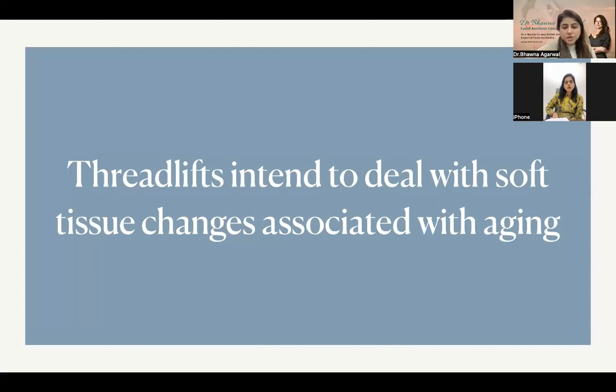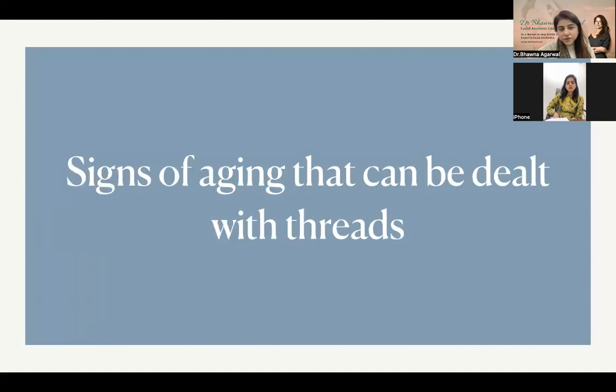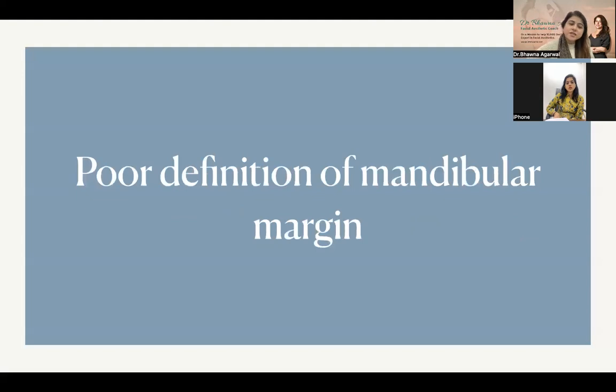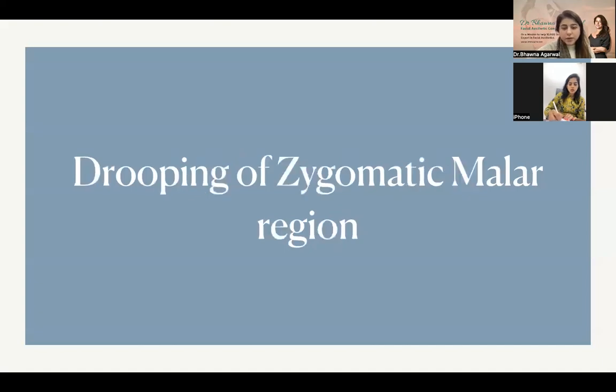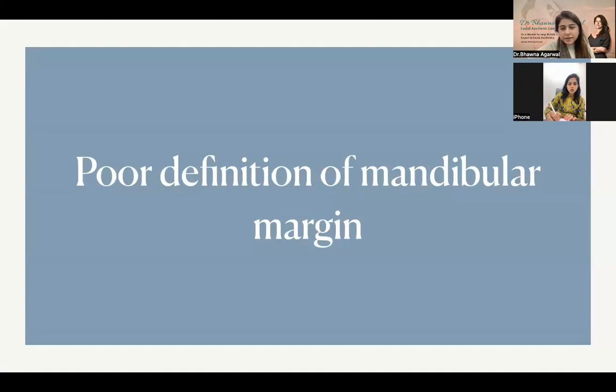So these are the soft tissue changes associated with aging which we are dealing with thread lifts. Signs of aging that can be dealt with threads: first is poor definition of the mandibular margin. All these are lower face indications. Now, why is the mandibular margin poorly defined? Depends. If the patient is in their 30s, it's because of overactivity or hypertrophy of the masseter. It could be sagging of the tissues, or it could be a lower heavy face. In that case the mandibular margin will be ill-defined.